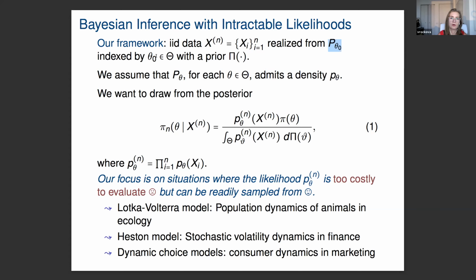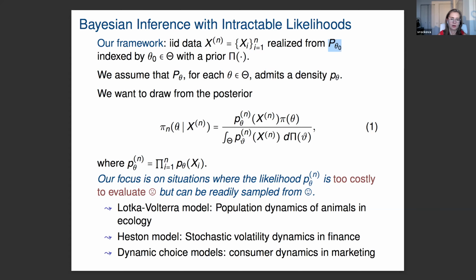But I just want to point out that we are focusing on a situation where we have a parametric family, we cannot evaluate the likelihood function, or it's too costly to evaluate, and we want to perform Bayesian inference in this parametric setting. Examples of models where the likelihood is too costly to evaluate are very prevalent. I have 3 examples at the bottom of the slide.